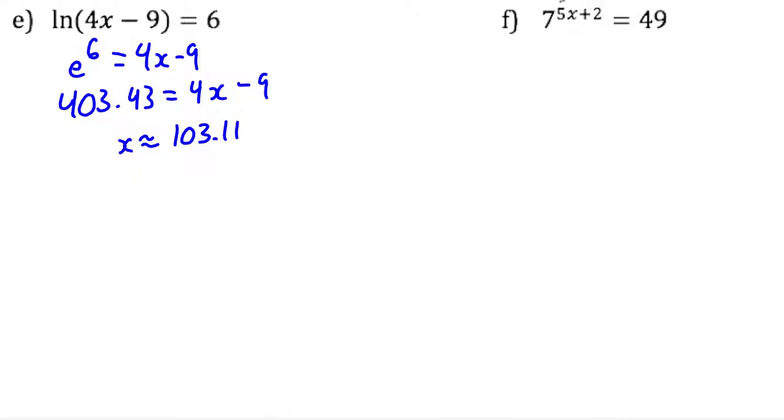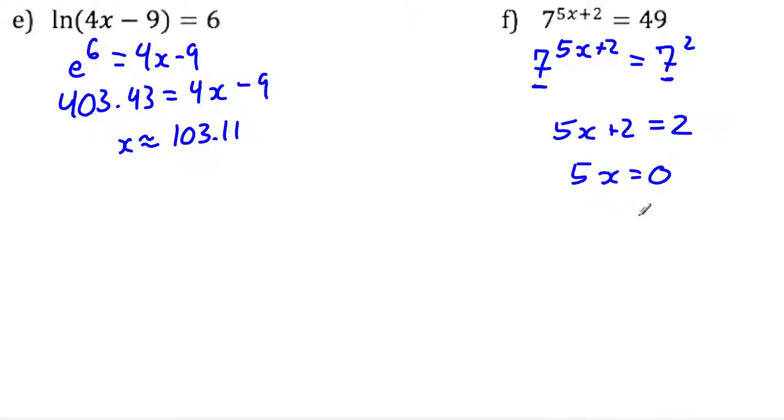And finally, I have this. Now, I could take the log of both sides. However, this is something just like the previous problem we did on D, where 49 is actually 7 to the 2nd power. So if these bases are the same, I can set 5x plus 2 equal to 2. And then here I get that 5x equals 0. So x is equal to 0 divided by 5, which is 0. And that's perfectly fine.